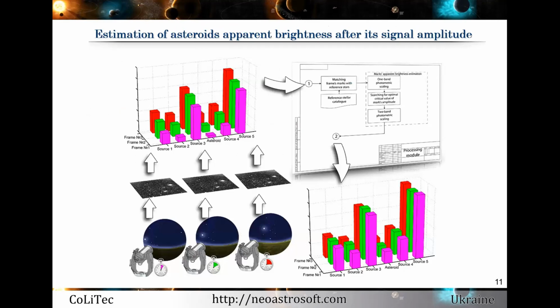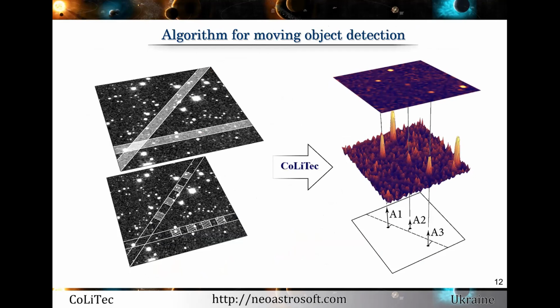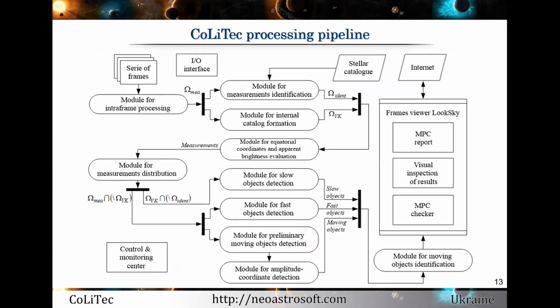Photometric reduction includes the estimation of the object's apparent brightness from its signal's amplitude. This stage is performed for all real objects in a series of frames. Interframe processing is used to detect and estimate the objects' trajectories. The core of the CoLiTec software consists of preliminary object detection based on accumulation of statistics proportional to the signal's energy along possible object motion paths. After estimation of the object's trajectory, the software starts identification of the objects' trajectories detected in all frames of the series with the large international databases that contain information about billions of trajectories.